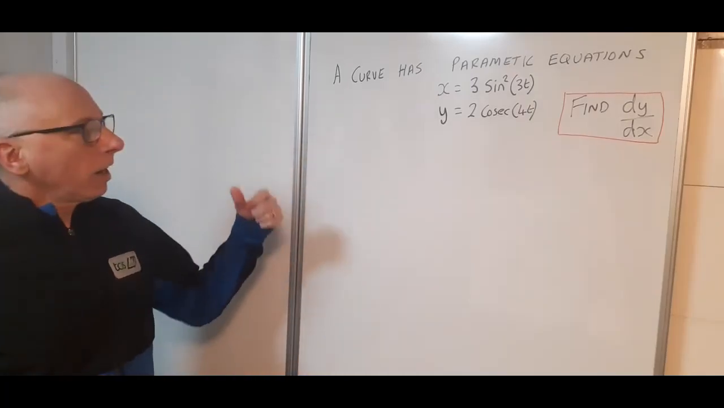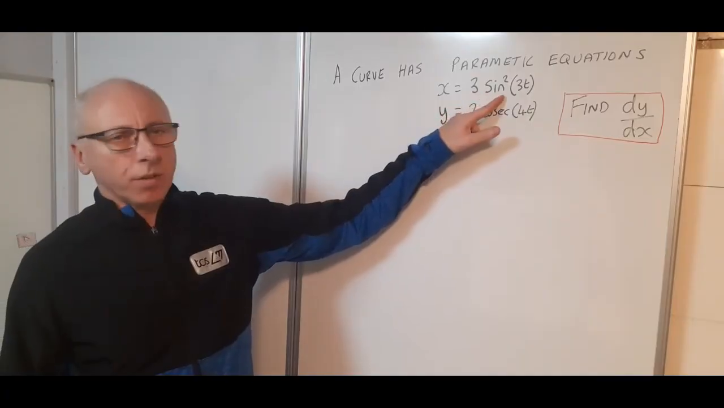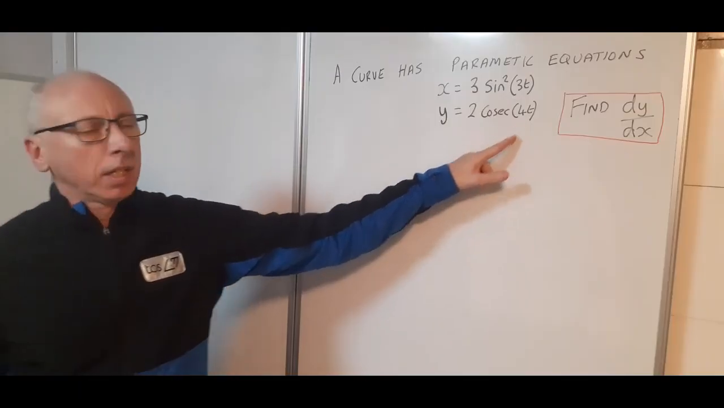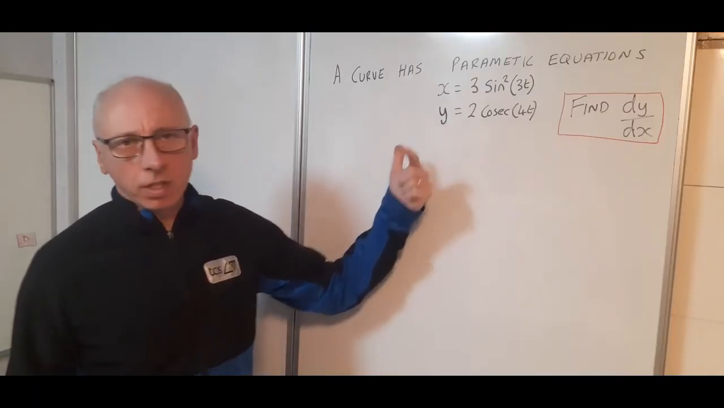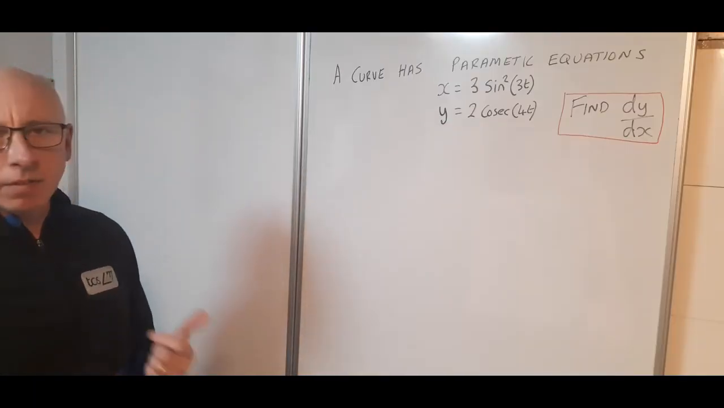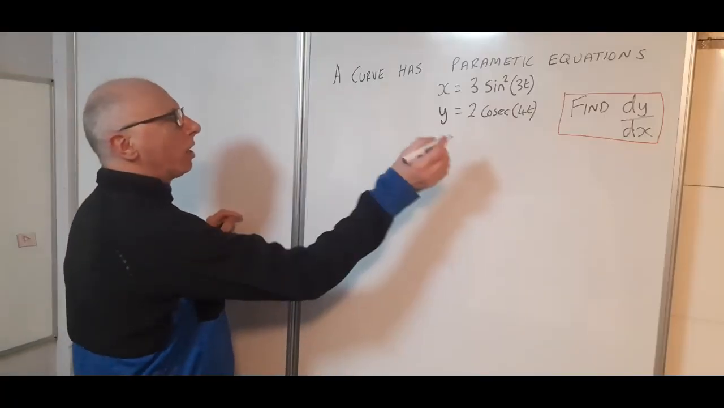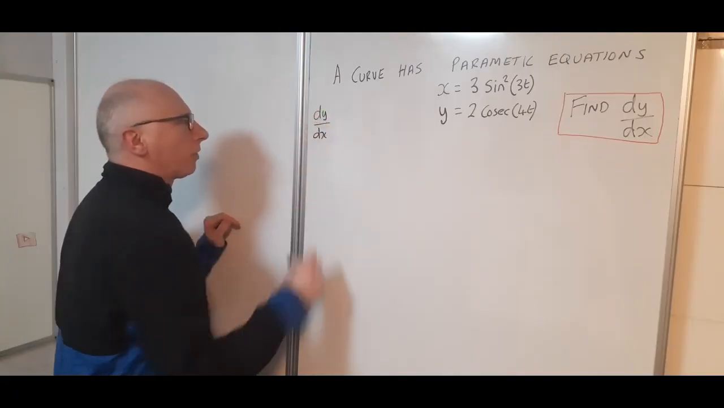So in this question here, I've got a parametric curve: x equals 3 sine squared 3t and y equals 2 cosec 4t. Now we want to find dy/dx, i.e. the gradient of this parametric curve for any value of t. So let's have a look at what we've got. dy/dx, that's what we need to find.